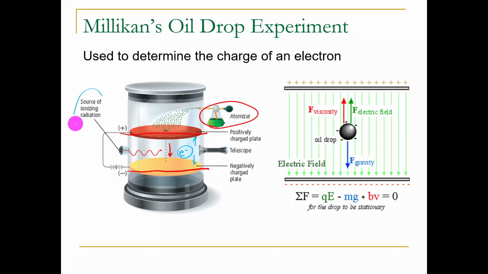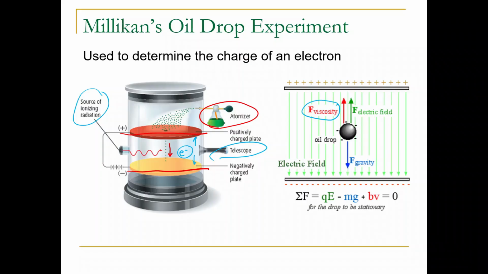The ionizing radiation would excite the electrons and cause them to jump up and down, making the oil droplets glow so that they're visible to the scientist who's observing them through a telescope, basically. The fact that they're oil droplets also means there's an additional force of viscosity going on. That force of viscosity is kind of like the drag force that you might have encountered in Physics 1401.